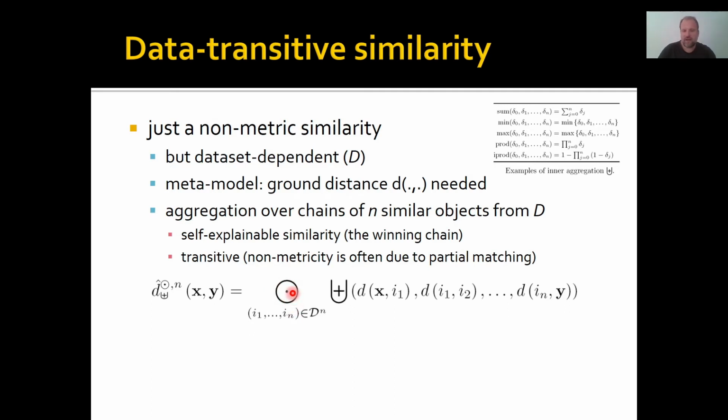It again could be any aggregation function. This and this could be any aggregation function. For example, here there are some examples for this inner aggregation. It could be just a sum or minimum, maximum, product, or subtraction of product. So it could be anything. And we get just a simple value, the same way as we get a value from any other similarity function.